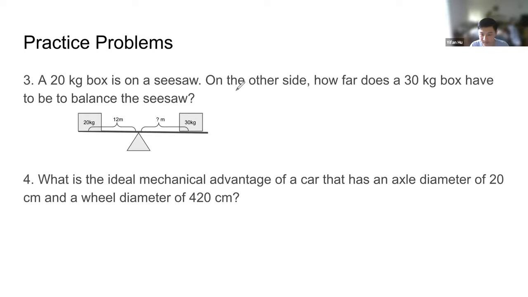Okay, so that means that the ratio of this and this would be equal to this and that. This area would have the same force as this side. So you could simplify this to the weight times the distance would equal on both sides. So yes, 8 meters.